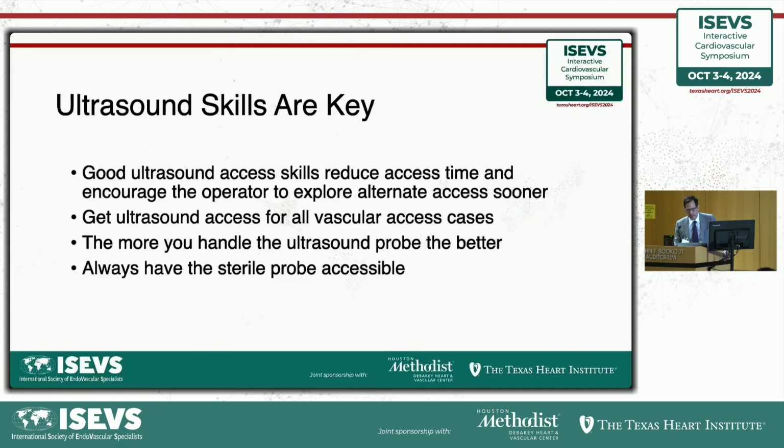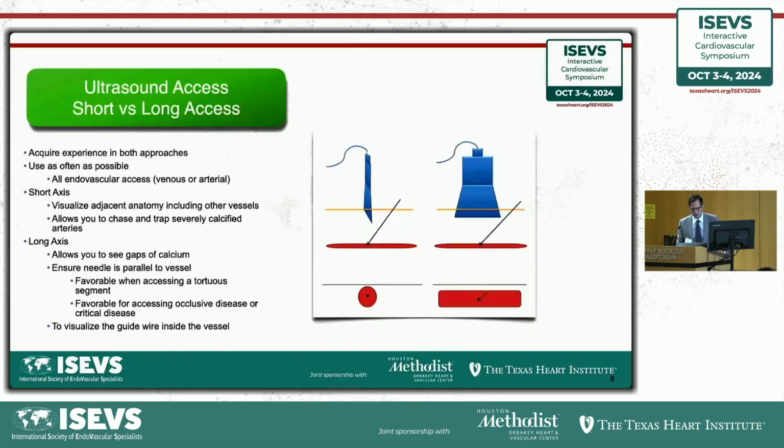Ultrasound skills are key. Good ultrasound access skills for alternate access reduce access time and encourage the operator to explore alternate access sooner. Get ultrasound access in all your vascular procedures. I'm an interventional cardiologist, so for cardiology, venous, arterial, I always get access with ultrasound. The more you handle the ultrasound probe, the better. Always have the sterile probe accessible during the peripheral intervention.